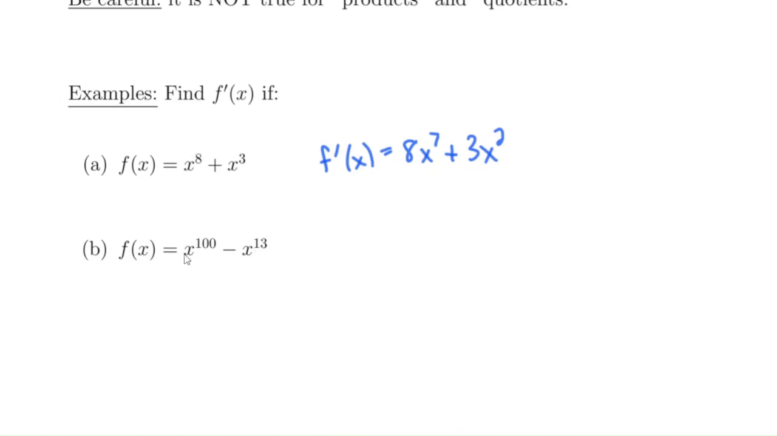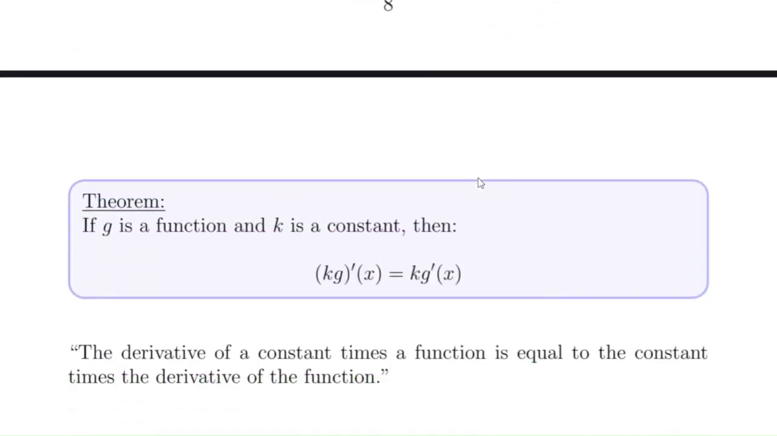Okay, what's the derivative of x to the 100th minus x to the 13th? Well, the derivative is going to be 100x to the 99th minus 13x to the 12th. We use the power rule to take the derivative of x to the 100th. It's 100x to the 99th. Use the power rule to take the derivative of this, it's 13x to the 12th, and we're taking a difference. The derivative of the difference is the difference of the derivatives, so that's our answer. Again, notice how quick that was, how simple that was.